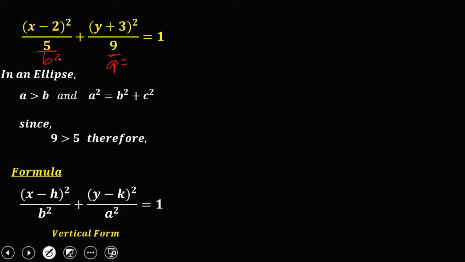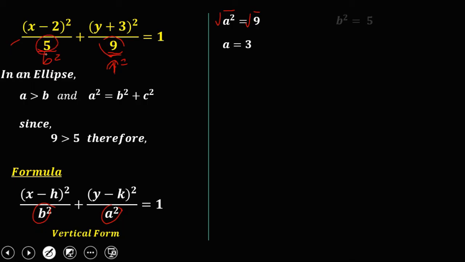Now, from this equation, solve for a. We have a squared equals 9. Then to solve for a, take the square root. So a is equal to 3. Then b squared equals 5, and take the square root. So b is equal to the square root of 5.